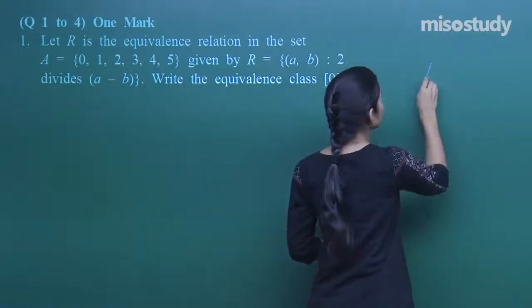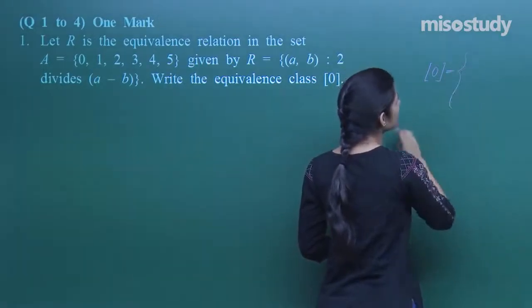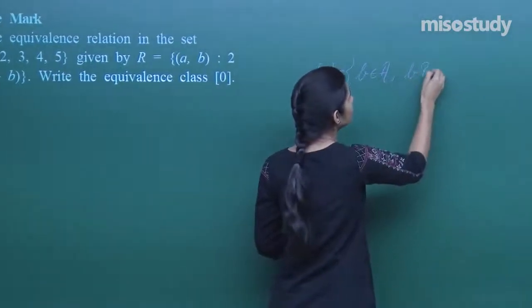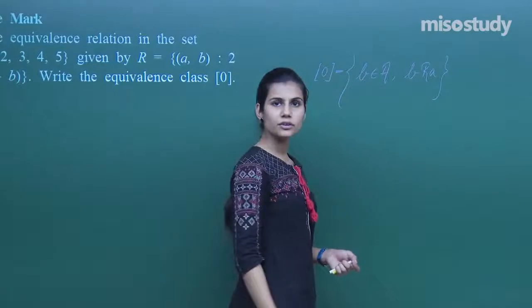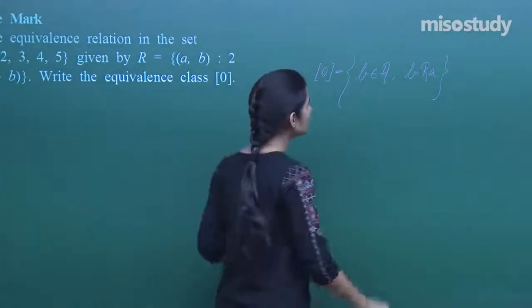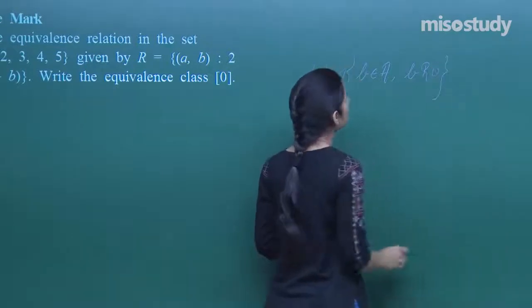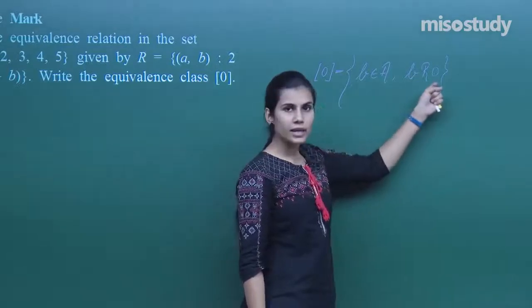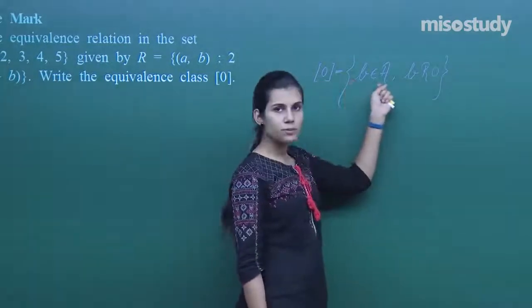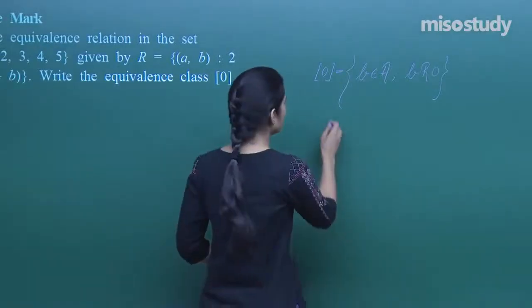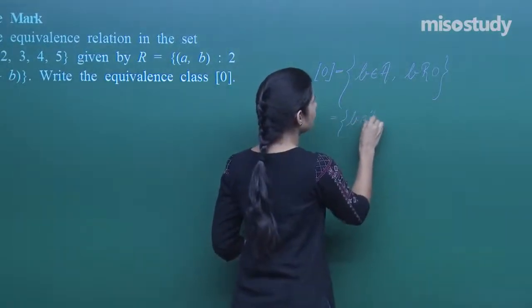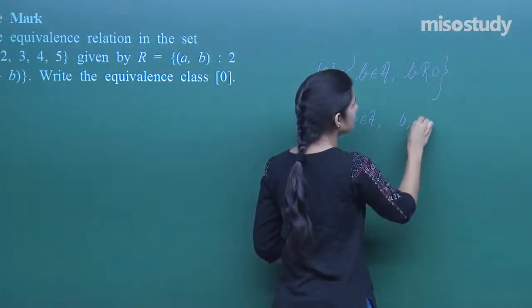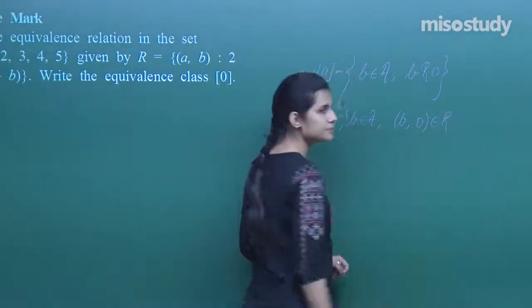What is the equivalence class of 0? Equivalence class of 0 is actually the collection of all those elements belonging in set A which are related to 0 under the relation R. Which all elements in set A are related to 0? Equivalence class of a is all those b belonging to A which are related to small a. Right now small a is 0, so all those elements which are related to 0 under the relation R. This means all those b belonging to A such that b is related to 0, that means (b, 0) belongs to R.